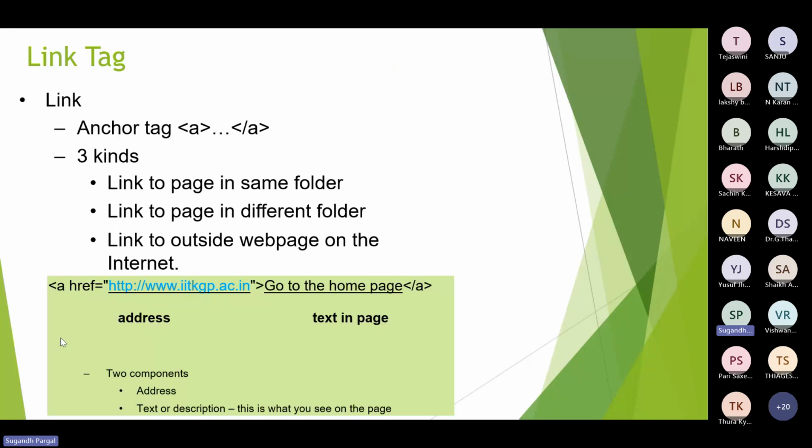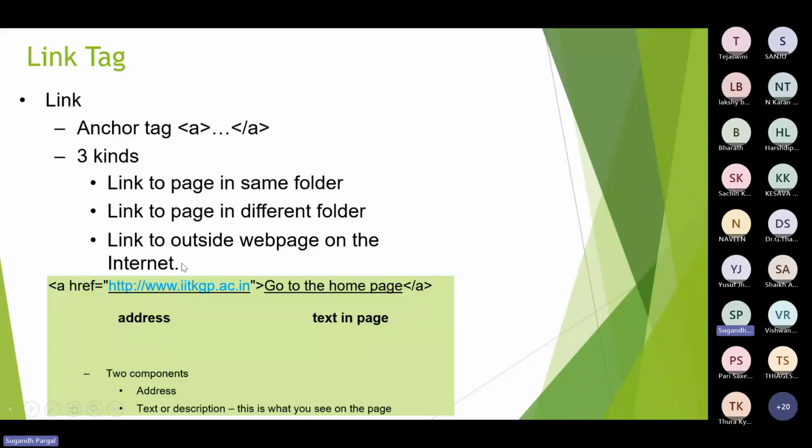So there are a few other tags as well, in which the information is stored in the tag itself. The first one is the link tag, and here the anchor tag is used, that is A and close A. So there are three kinds. That is a link to a page in the same folder, a link to a page in a different folder, and links to the outside web on the internet. So here, as you can see, A, then we need to provide the address of the page you want to go to.